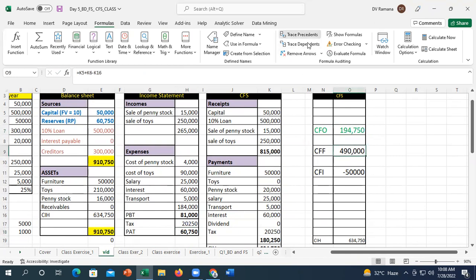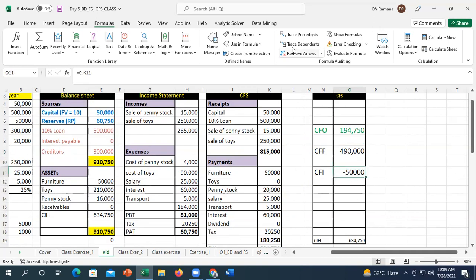CFF. CFF is a cash from financing decision. And financing decision is the receipts from financing decision and the payments from financing. And what are the receipts from financing decision here? The receipts from the financing decisions are the capital and loan. The payments are interest and dividend, and of course the dividend is zero here. So therefore, the cash from financing decision is 490,000.